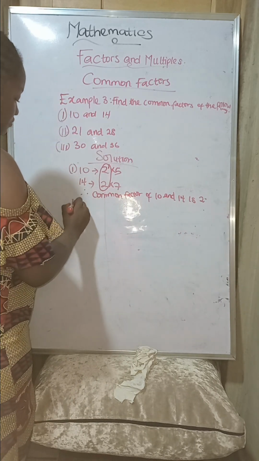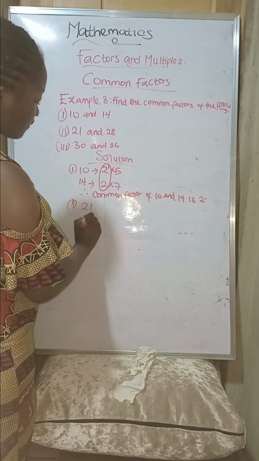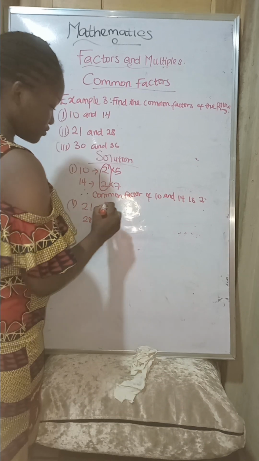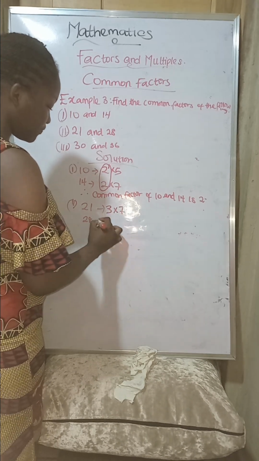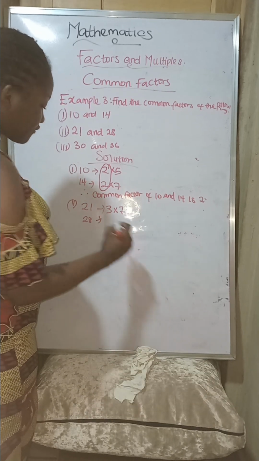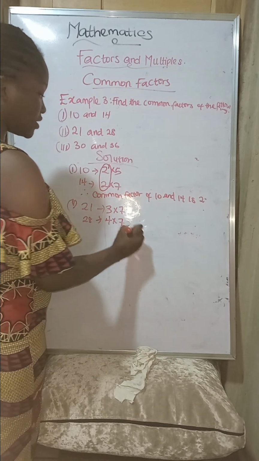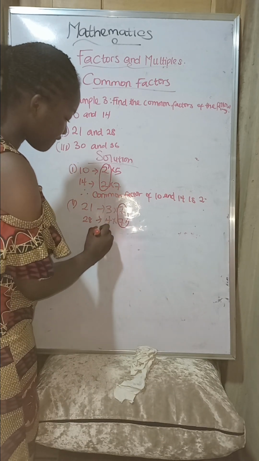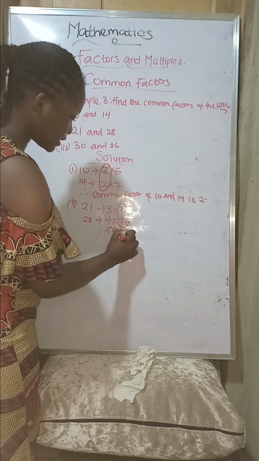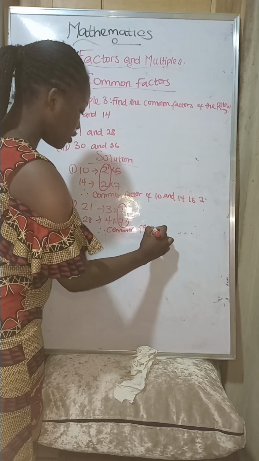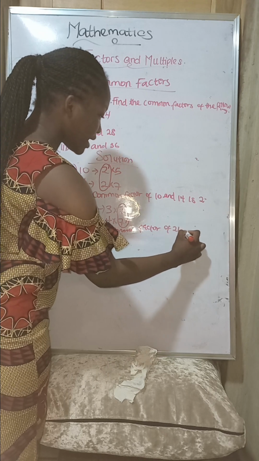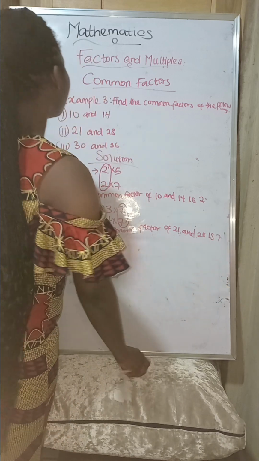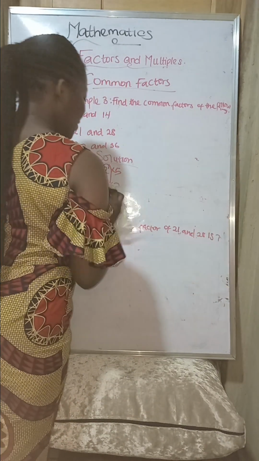Let's go to the next one. We have 21 and 28. 21 is 3 times 7. 28 is 4 times 7. Now tell me what's common. 7 is common. So the common factor of 21 and 28 is 7. I know you'll be saying this one is simple, but we have to touch it. Let's go to the last one.